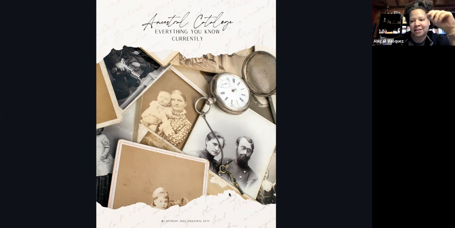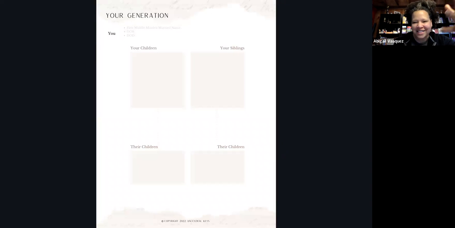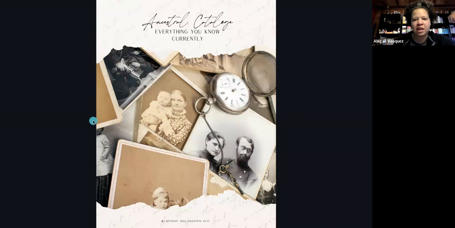So this is the Ancestral catalog. This is the foundational layer that I'm creating for you to be able to organize your thoughts and put words down to the stuff that you already know, because you are a wealth of information about your ancestry, about your genealogy already, and you don't need the gatekeeping of your ancestors or your elders or your parents to be able to start utilizing that information. So this is just the first cover page.